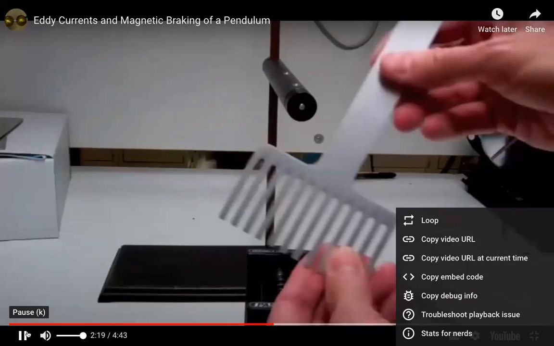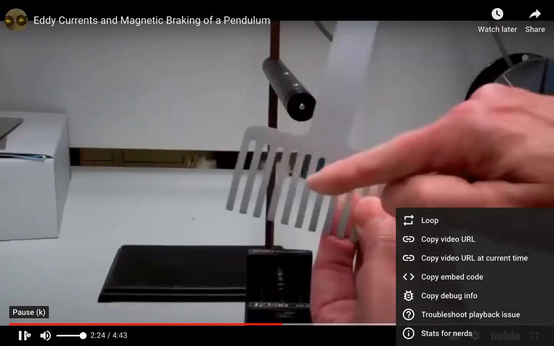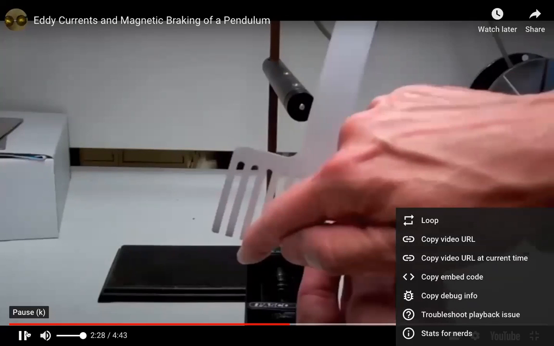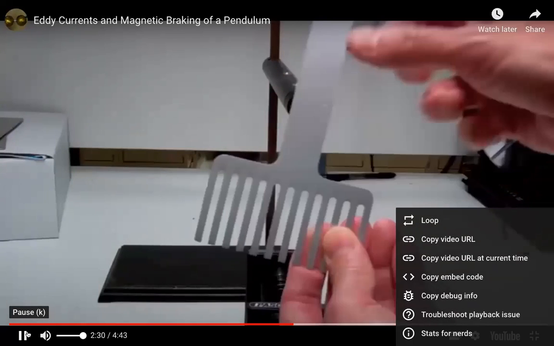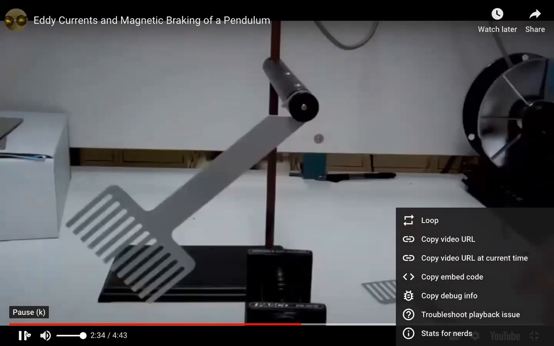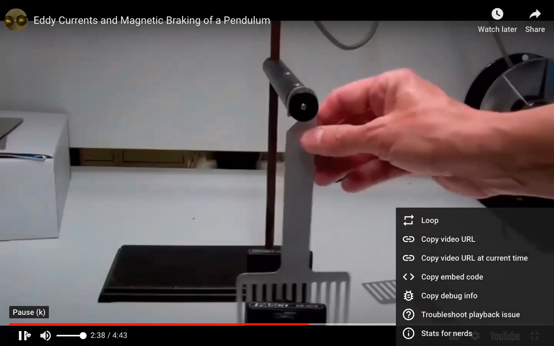Whereas in this one, where we have these grooves, you can't get the circulating eddy currents because of the disconnection between these regions of the metal, and that's why you don't set up those strong induced currents and resulting magnetic fields.